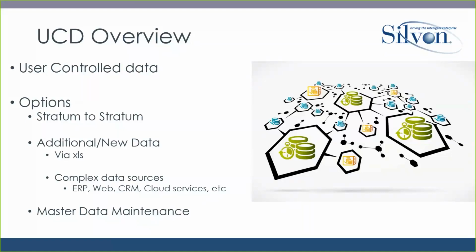So the first part that you've seen in our user-controlled data strategy was the Stratum to Stratum copy. That was just, 7.0 was just announced, and that's available. And then one of the things I want to show today is how you can get additional or new data into Stratum, and I'm going to show today how you would do that via data you might have in Excel, which seems to be a very common location for information.